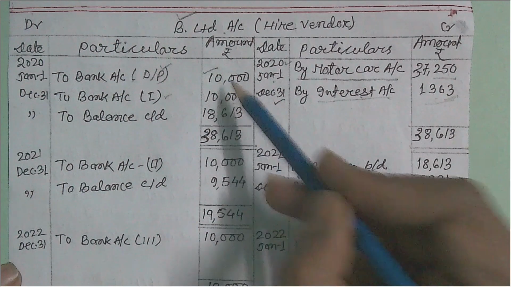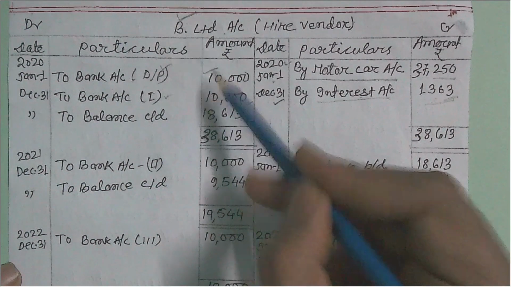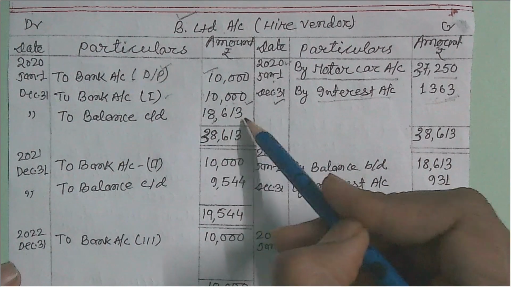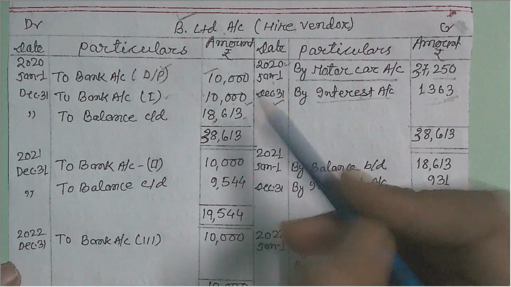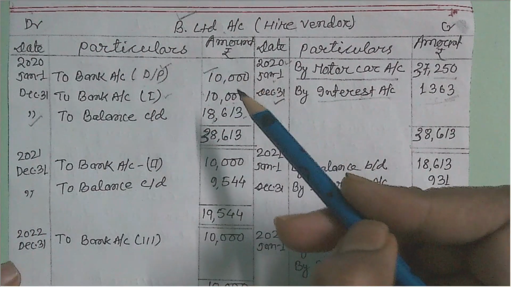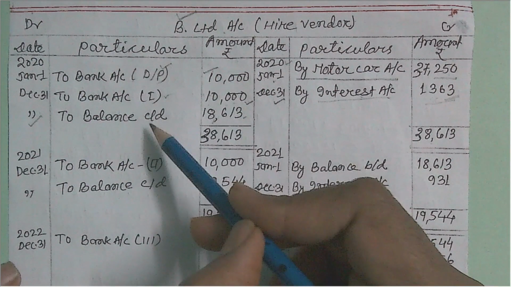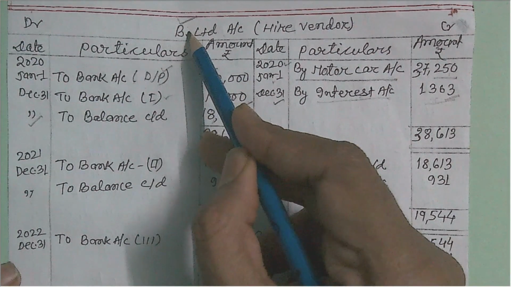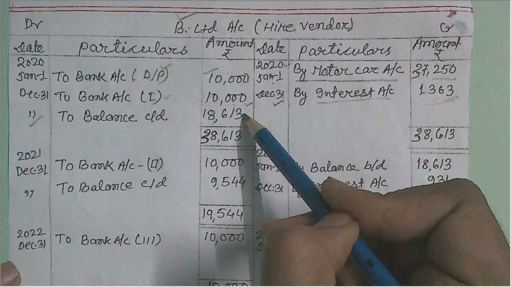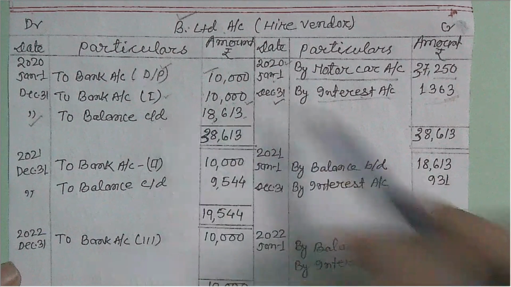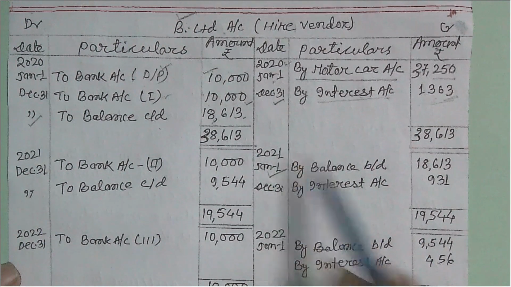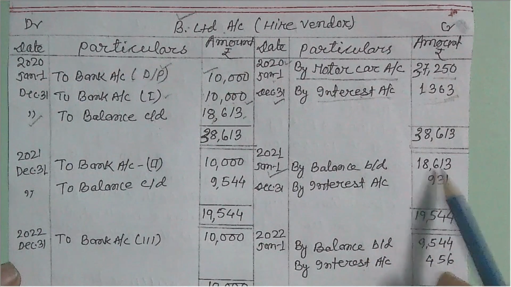38,613, and deduct this 10,000 and this 10,000, 20,000, then the balance you will get is 18,613 at the end, on 31st December 2020. So the amount still due to B Limited by A Limited is 18,613, and now this carried down will become brought down on January 1, the next year, 2021.